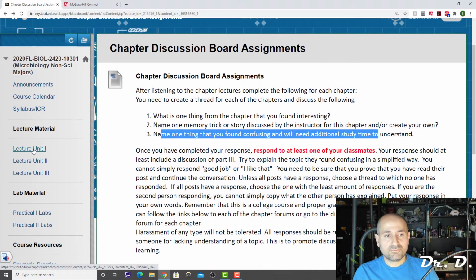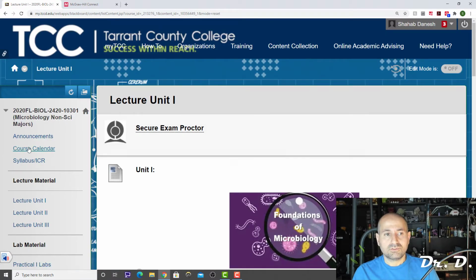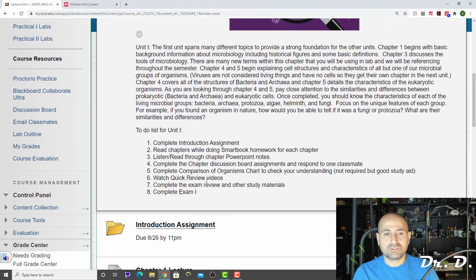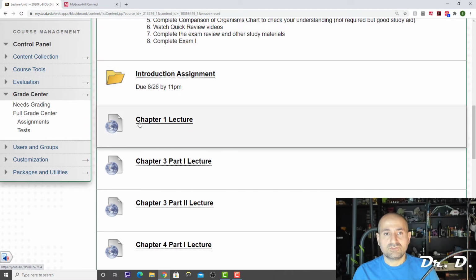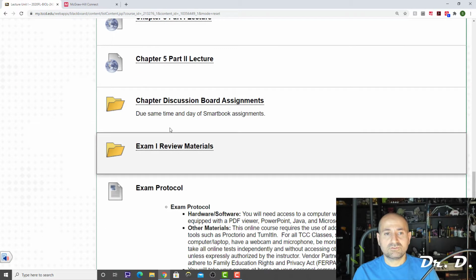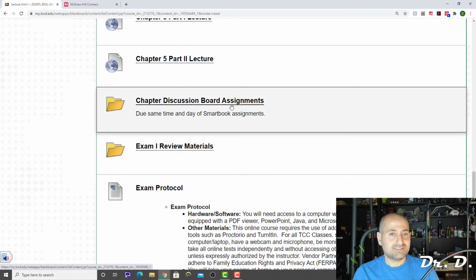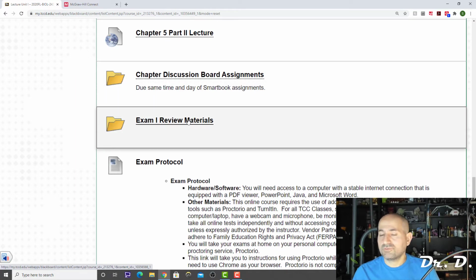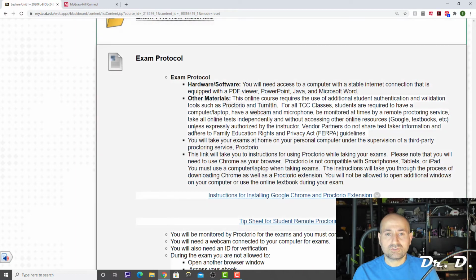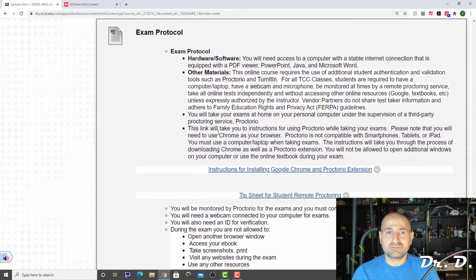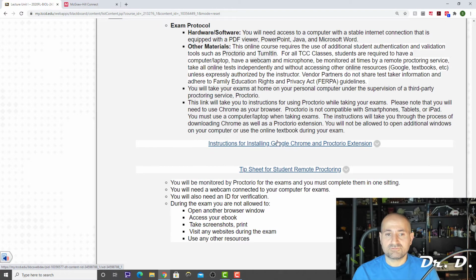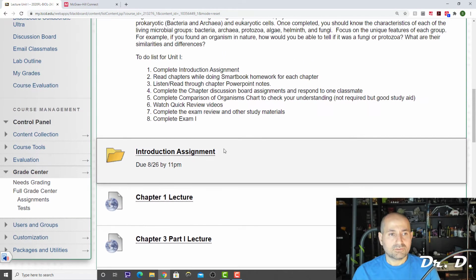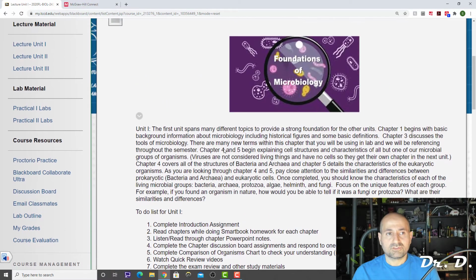Again, what would I do for the exams? I would go to the lecture units and make sure I do everything. Introduce yourself, listen to the chapter. Once I've listened to the chapter, participate in the discussion about the chapter. Then there's review materials for the exam. And then eventually, once we've finished enough chapters for each exam, you will have a proctored exam. And all the information for that is here. All right, so we'll learn more about that as we get further in the semester, but that's what we're doing for lecture.